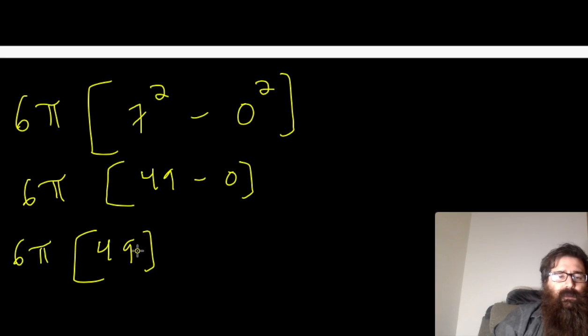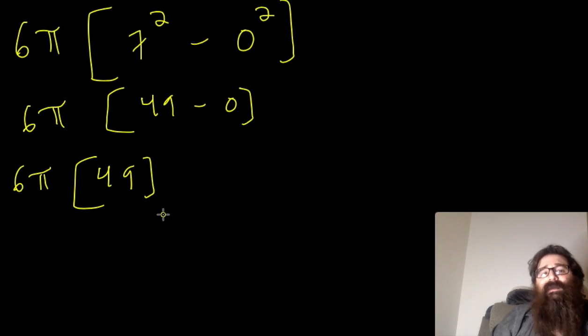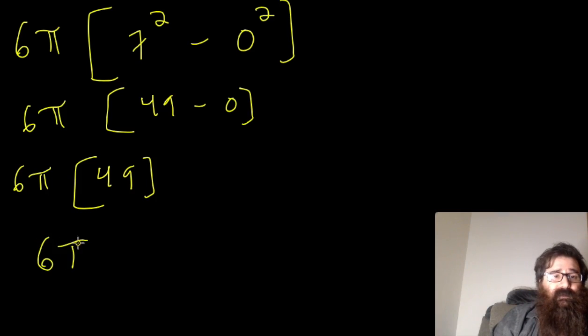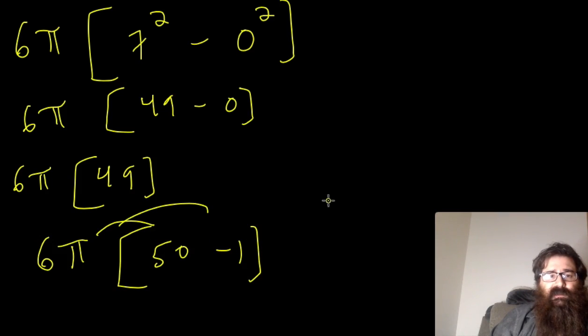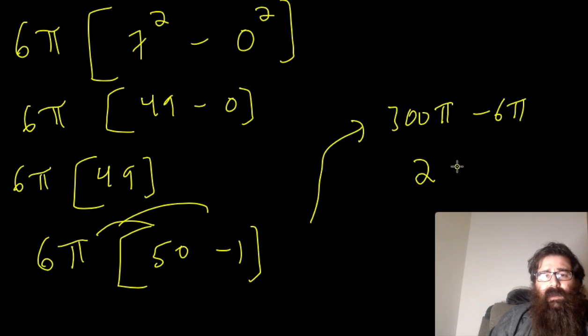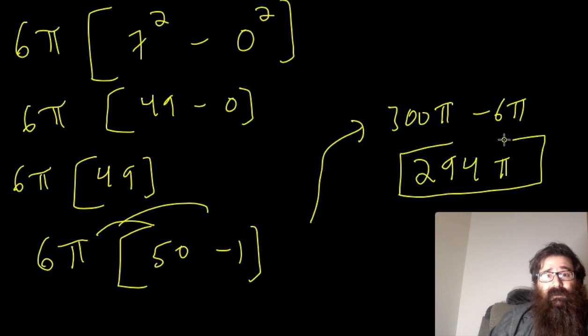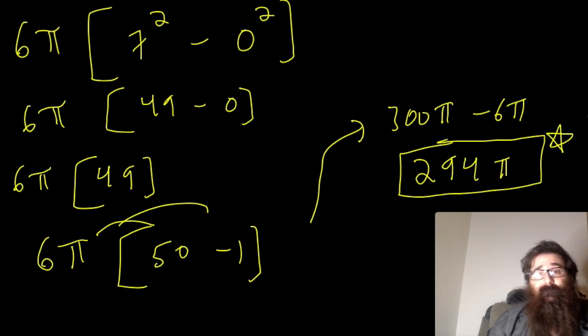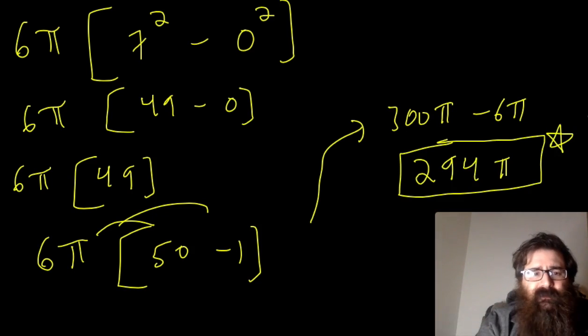And then however you want to multiply this is fine. I would be lazy. I wouldn't want to do this. I'd be like, I don't want to do arithmetic, but what can I do? I can do 50 minus 1 instead, which is the same as 49. I can just distribute. Is it going to be worth your time? I don't know. It makes it easier for me. So this is going to give me 300 pi minus 6 pi. So that looks to me like we got 294 pi. That's a lot of pi. And we did it. And that's going to give us the volume.